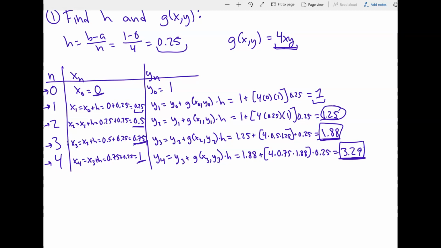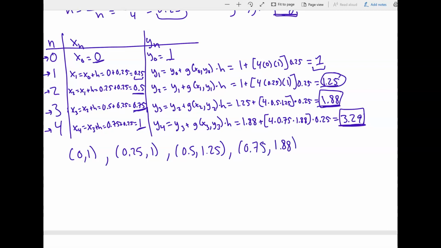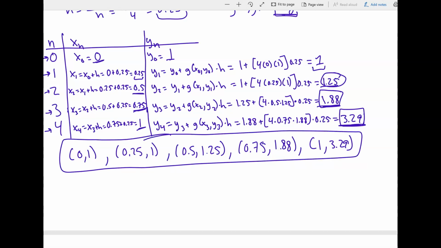Okay. So if I were to go ahead and collect all of these points, notice that I first start off with 0, 1. Then I go to 0.25, 1. Then I have 0.5, comma 1.25. Then 0.75, comma 1.88. And then 1, comma 3.29. Okay, so basically if I were to draw these out, you will kind of have a line segment. So you'll have these segments that you can connect, and that will be really close to the true solution.